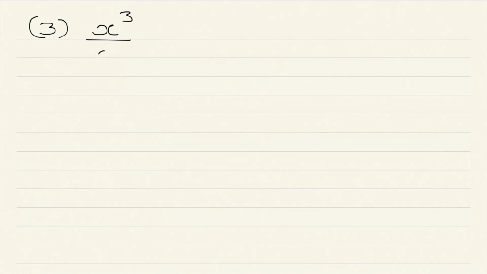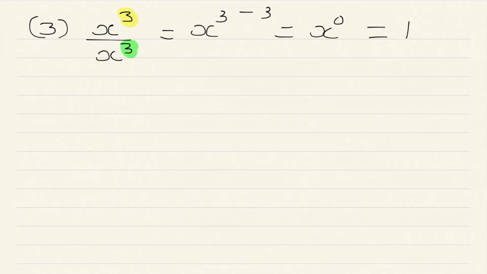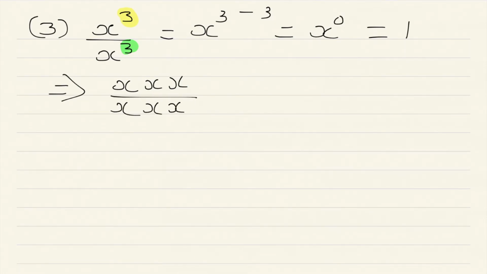x cubed divided by x cubed. So in this case, it's x to the third minus third. So x to the 0, which is 1. Any base raised to the 0 power is 1. So we could have simply, let's expand this. So that's x times x times x divided by x times x times x. So all of these x's will cancel out and we are just left with 1. So any base raised to 0 power is 1.